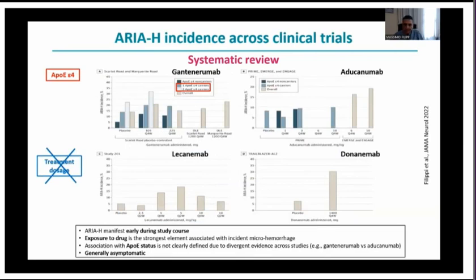In the same systematic review, we also assessed the risk of having ARIA-H, and again, being a carrier of ApoE4 is a risk factor, not treatment dosage, for all the randomized clinical trials. Again, also ARIA-H developed during the early phase of the exposure, and again, they are generally asymptomatic.